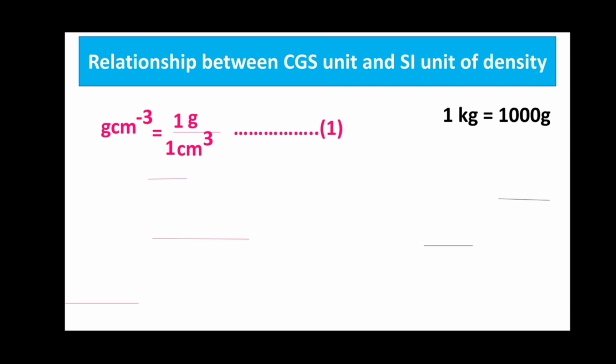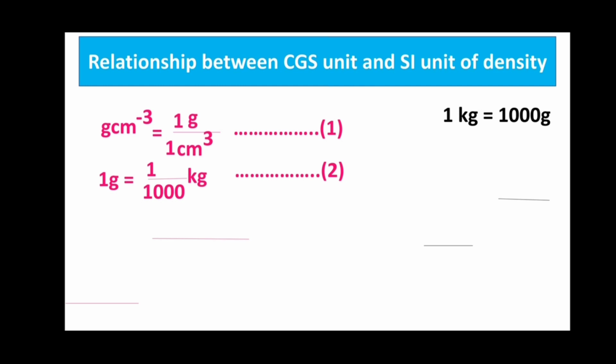Now let us see the relationship between CGS unit and SI unit of density. Let us write the CGS unit of density, that is gram per centimeter cube. It can be written as gram divided by centimeter cube. It is same as 1 gram divided by 1 centimeter cube. Let us write it as the first equation. We know that 1 kilogram is equal to 1000 gram. Or we can say that 1 gram is equal to 1 divided by 1000 kilogram. Let us mark it as the second equation.